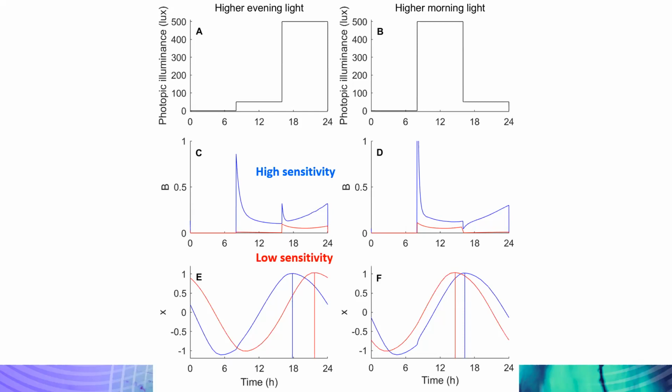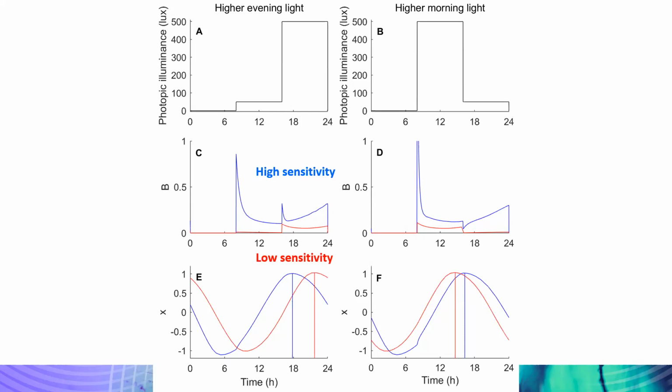Whereas if we look at the example on the right, it's the other way around. It's the brighter early morning light that has an impact, and then the evening light has basically no effect for the low sensitivity version of the model. Whereas for the high sensitivity version of the model, it's similarly affected by both of those light levels.